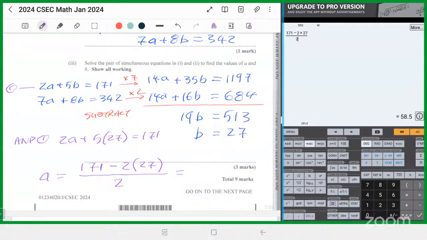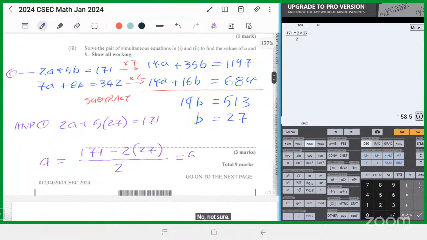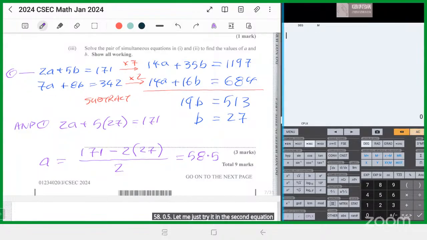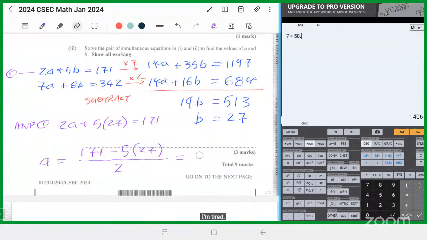And something is wrong. Because what was this again? No, not much wrong. 58.5. Let me just try it in this second equation if those values work, just to make sure. I want 7 times the A value, 7 times 5 times 27. Huh? Oh, it's 5 times. I'm really tired now. This is 5.